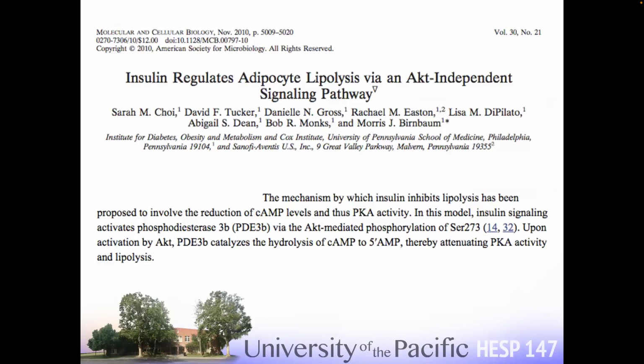Downstream from insulin activation, you get PKB activation. PKB is also called AKT. You'll see it both ways. And then PKB phosphorylates PDE, phosphodiesterase, activating it. But also in this study, they inactivated PKB, i.e. AKT, and tested the effect of insulin on lipolysis. And the inactivated PKB blocked the effect of insulin on GLUT4 translocation.